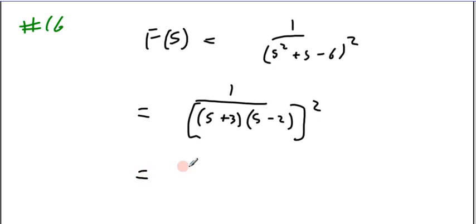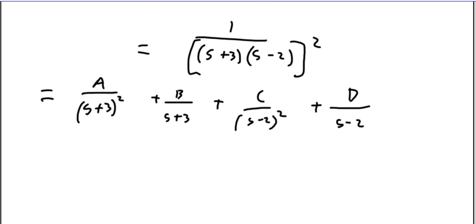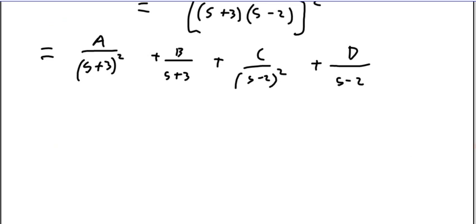All right, so we're going to do a partial fraction. Move this back a little bit. I have A over (s+3) squared plus B over (s+3) plus C over (s-2) squared plus D over (s-2). And I'm doing that slightly differently than I've done it before, but that's okay. We can do that probably.